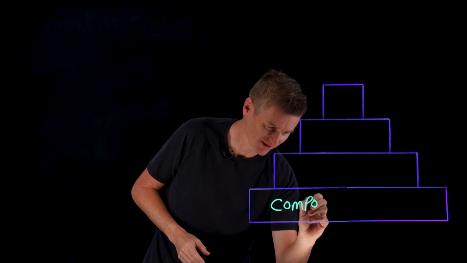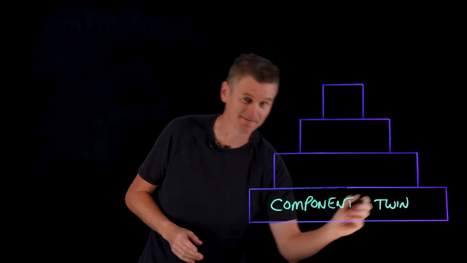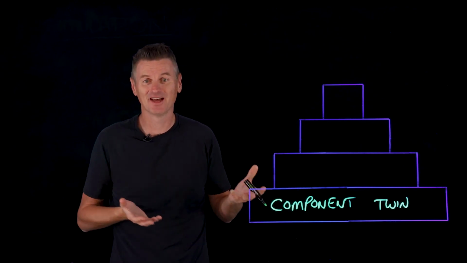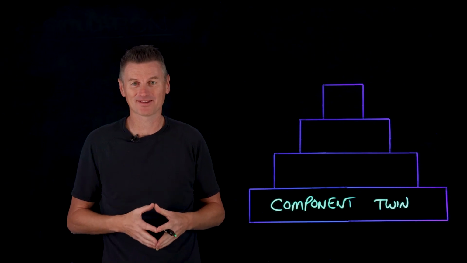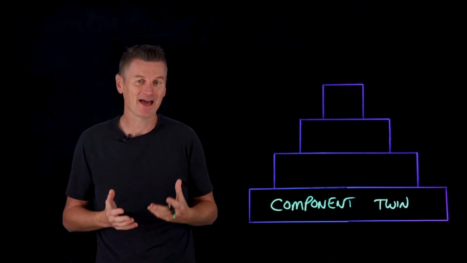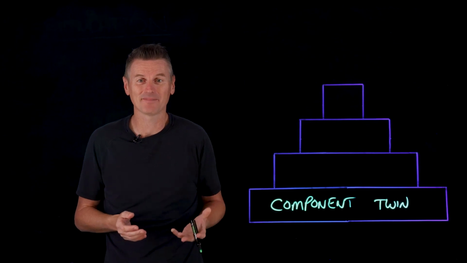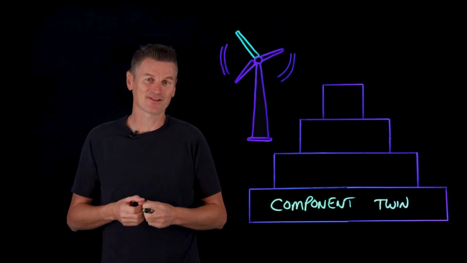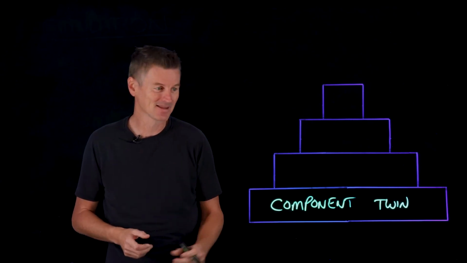And the first one is a component twin. Now, component twins are the basic unit of a digital twin. They represent individual components or parts of a system capturing their specific behavior and performance. A component twin could model the behavior of a single blade on a wind turbine, tracking its stress levels, vibration patterns, and wear over time.